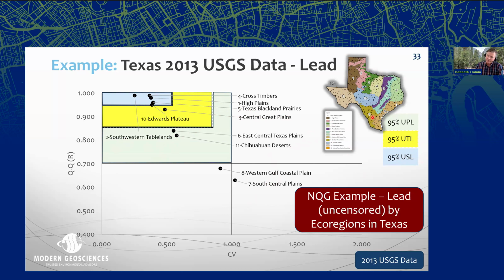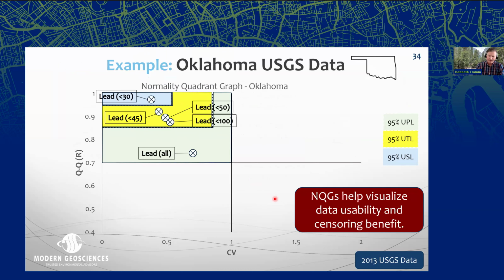And this also is a helpful tool if you need to censor your data and see it visually. So this was done just for lead in different regions. If I take this, go back to Oklahoma, I'm doing the exact same data set where I took the full data set, this is where that sat. This is where I censored it at 100, at 50, at 45, and at 30, right? And this is just comparing the CV to the R from the QQ plot.